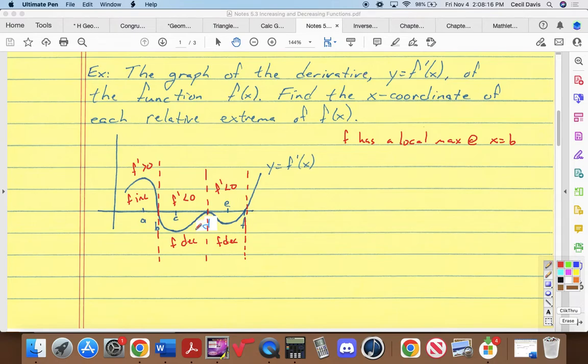This is like you're in your car, you're backing up, you stop, and then you keep backing up. You're moving in a negative direction, you stopped for a brief second, and then you continued backing up. Okay, no change in direction. Then here, f prime is positive, so f is increasing. So f has a local minimum at x equals f.